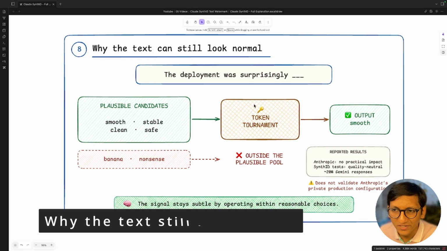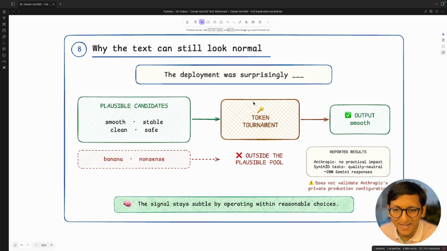Now, why can the text still look normal? Because SynthID is designed to choose from the possible candidates, not from random arbitrary nonsense. In our example, "the deployment was surprisingly", the possible candidates could be smooth, stable, clean, or safe. Any one can be a good choice here, but "banana" simply can't win just because of the secret key. Anthropic reports no practical impact on content or creativity because of the watermarking. Even Google's SynthID reports quality-neutral output.